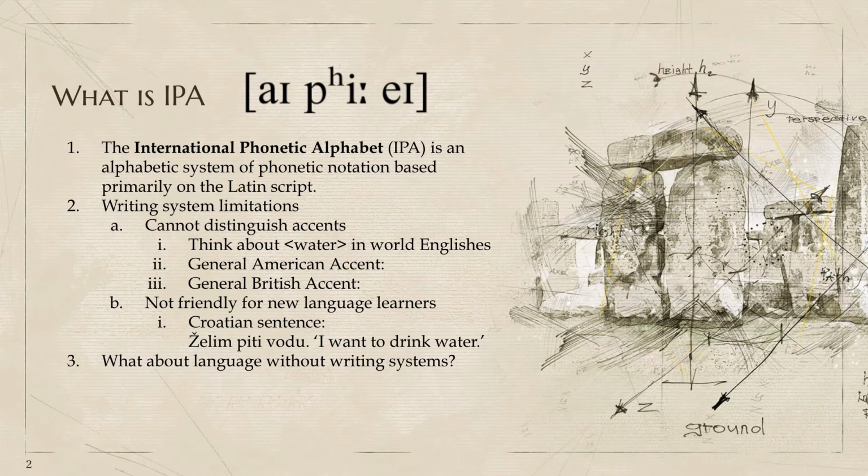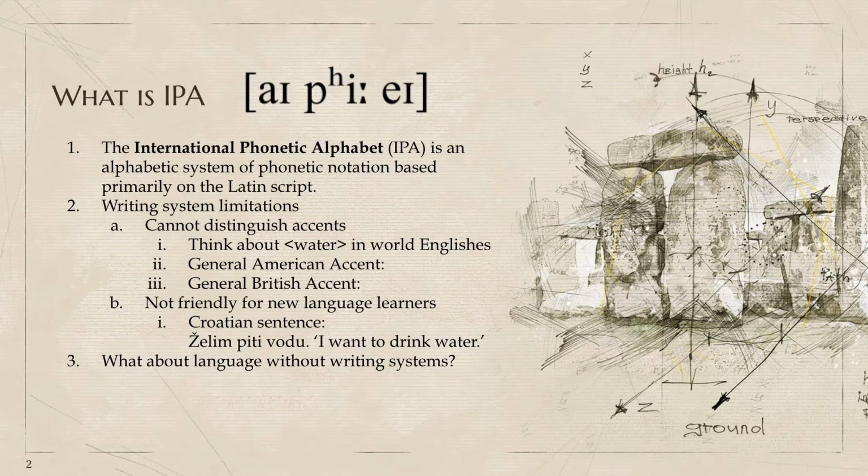IPA is short for International Phonetic Alphabet. It is a writing system, and it is based primarily on Latin script. And of course, it is not 100% based on Latin script. And you can see a lot of letters. They seem to be very familiar, but you don't know how to pronounce them. The reason why we need IPA is because the writing system we're currently using every day has a lot of limitations. First, we cannot distinguish the accents just based on the writing system we're using every day.